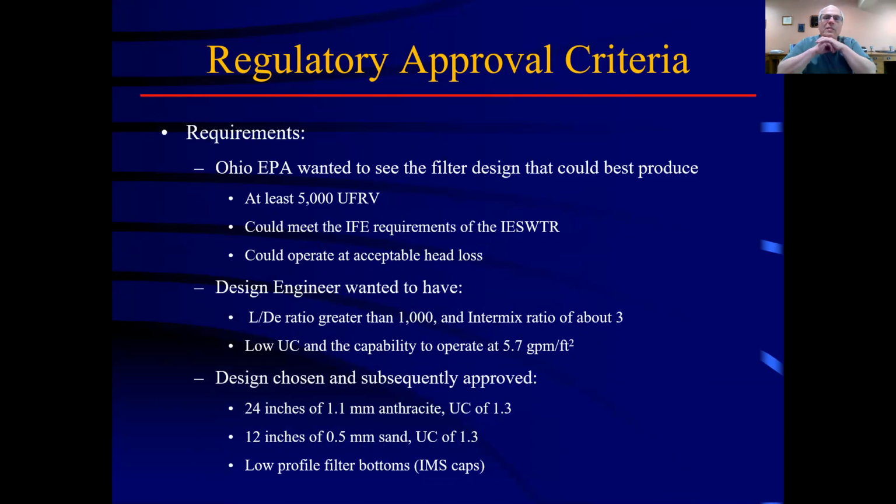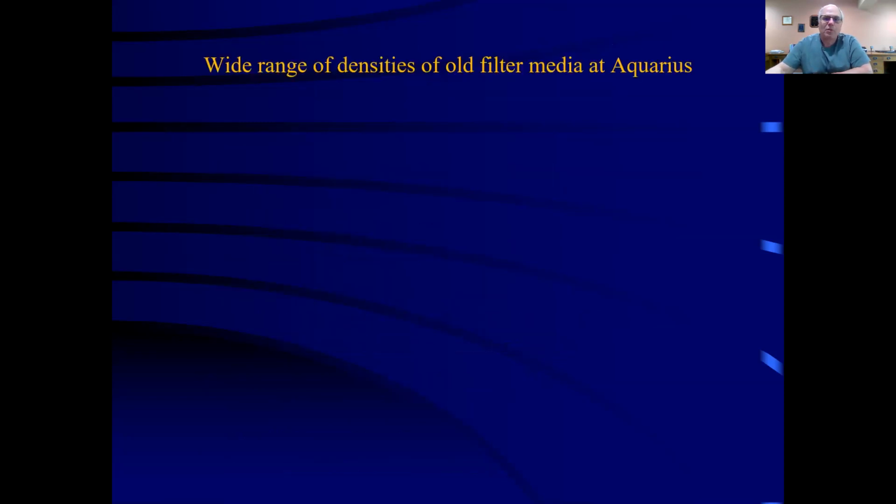So eventually, when they ran these, they designed the filter, choosing 24 inches of 1 millimeter anthracite with a uniformity coefficient of 1.3 over 12 inches of sand at 0.5 millimeter effective size, uniformity coefficient of 1.3. And they put the IMS caps in there, which helped them gain space. So this is how it worked out.